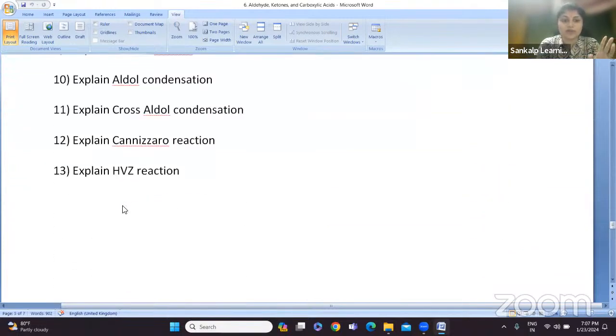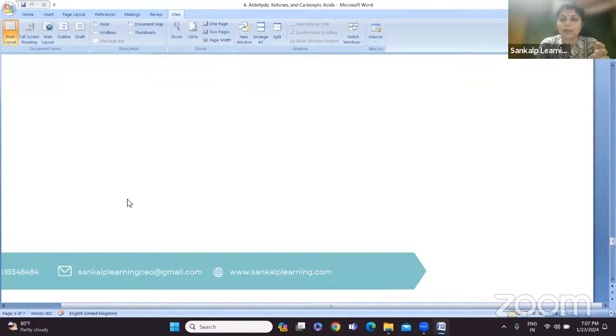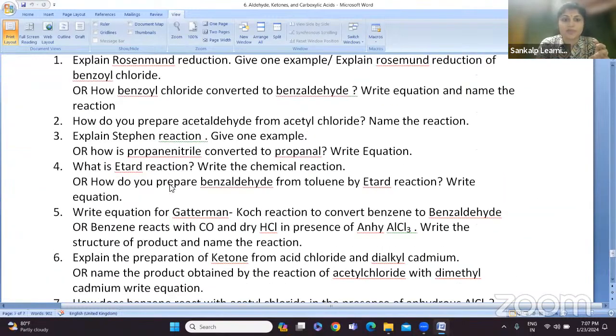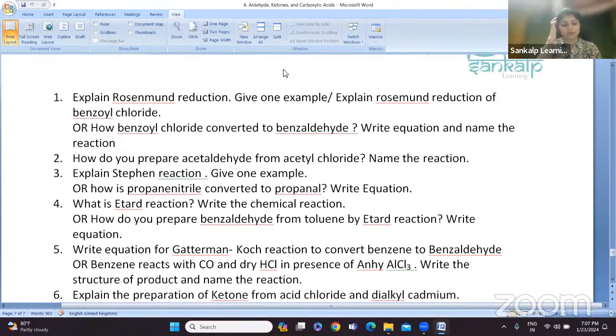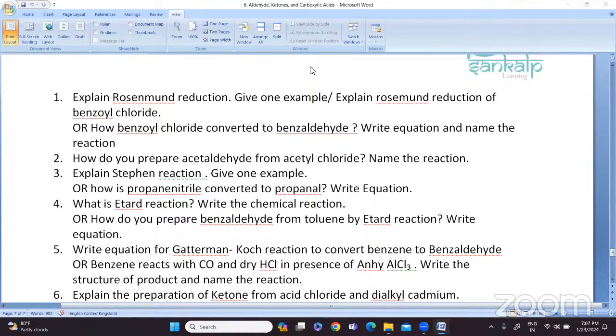Today we are going to see some applicative type of questions, and we'll start answering them. Let's see how the questions are asked. This is the first question: Explain Rosenmund reduction. Give an example. How it will be asked: define Rosenmund reduction, give an example.